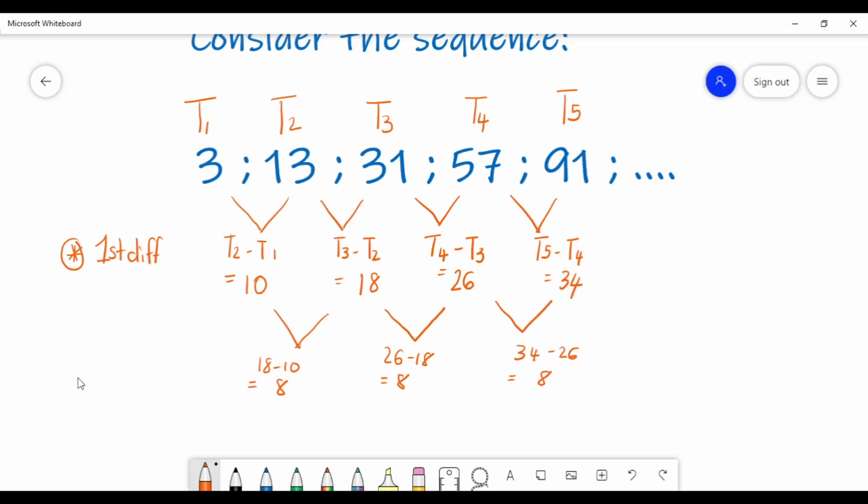So here we can see that we have a second common difference, which is what we want for a quadratic sequence. And therefore, we can confirm that we are in fact working with a quadratic sequence. So we can start answering our questions.